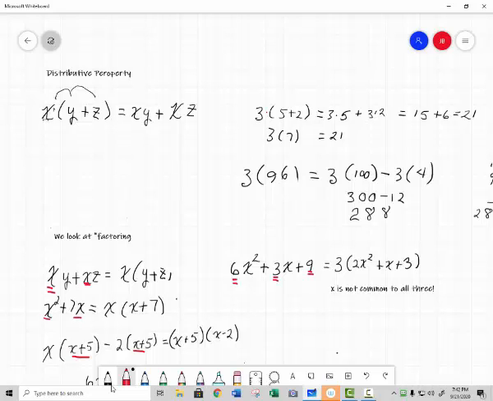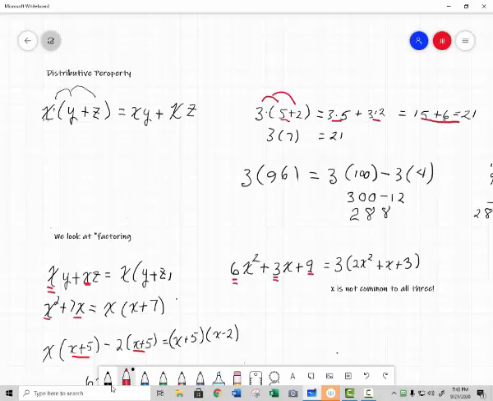If I have 3 times 5 plus 2, well, 5 plus 2 is 7 and 3 times 7 is 21. But according to the distributive property, it should be 3 times 5 plus 3 times 2. Well, 3 times 5 is 15, 3 times 2 is 6, and you see that obviously it works.